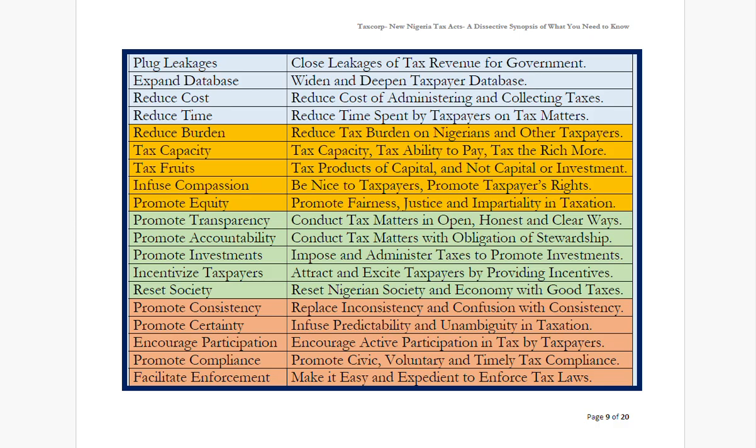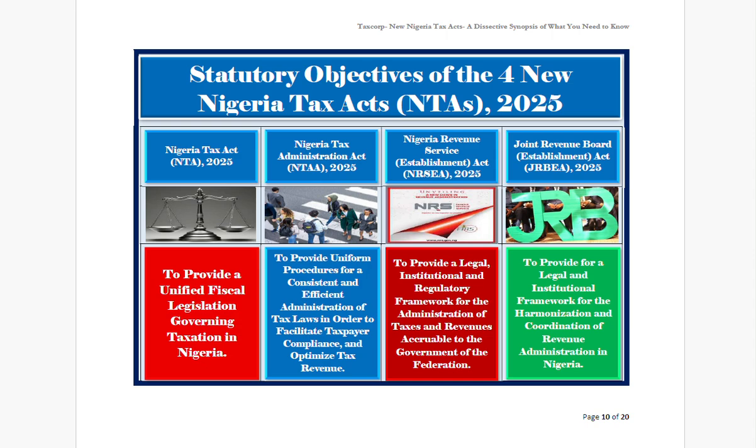Encourage participation. Encourage active participation in tax by taxpayers and other stakeholders. Promote compliance. Promote civic, voluntary, and timely tax compliance. Facilitate enforcement. Make it easy and expedient to enforce tax laws by tax authority.